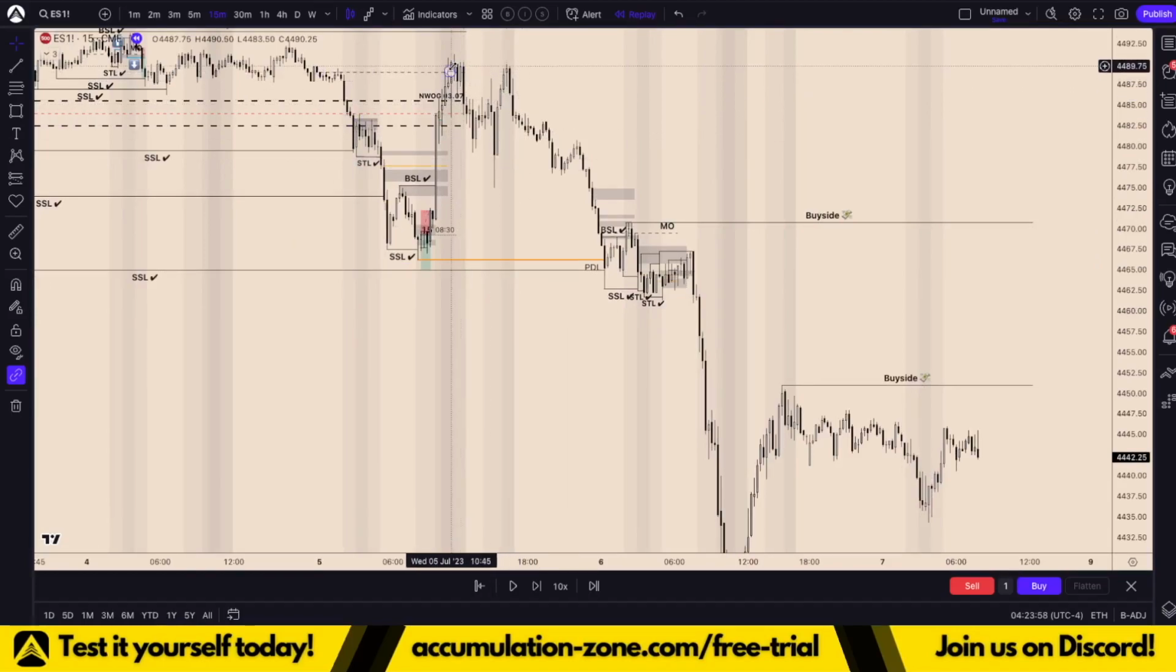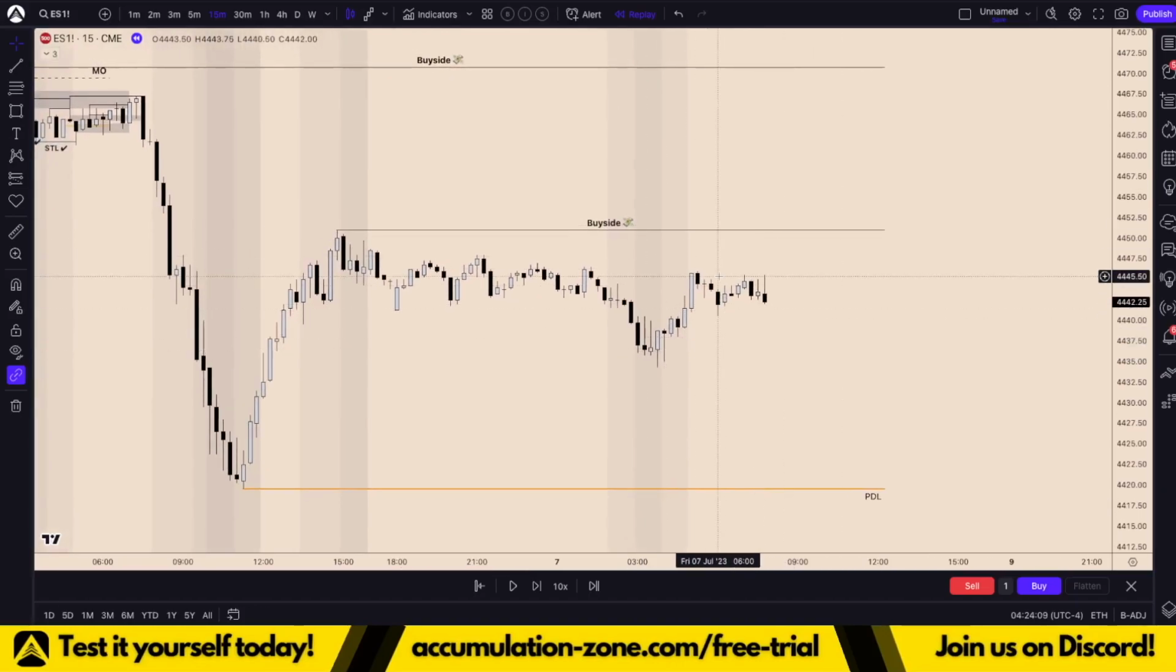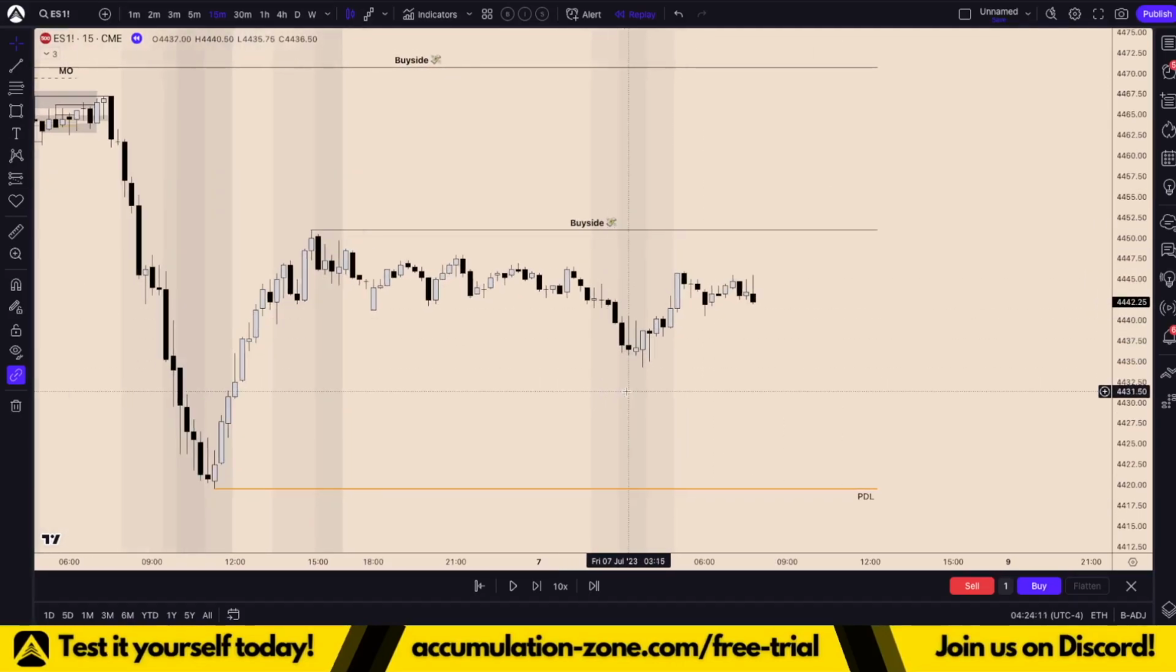The next buy side target for me really would be the New York AM session high right here. But this is pretty far away, so in case we're going to go above those levels, we're going to label them out. But as of right now, I don't think we really need them.